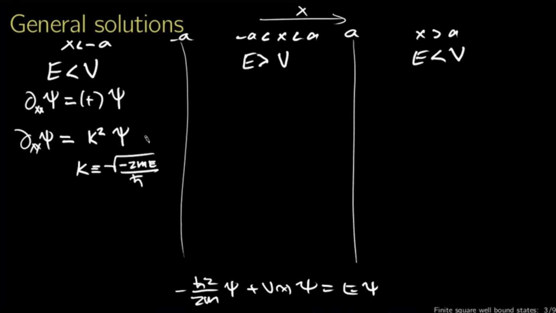You've seen constants like this before, and this looks a little strange, like we're taking the square root of a negative number, but keep in mind here that E itself is a negative number. So we have a negative E, we're multiplying it by a negative 2, so we have a positive number inside the radical here. So k is a real positive number.